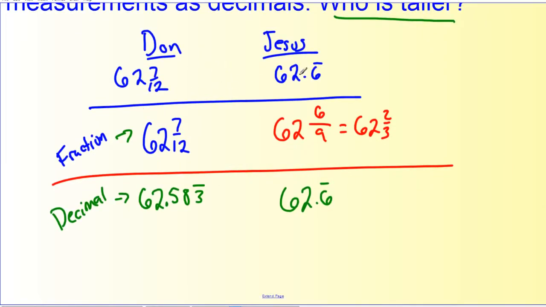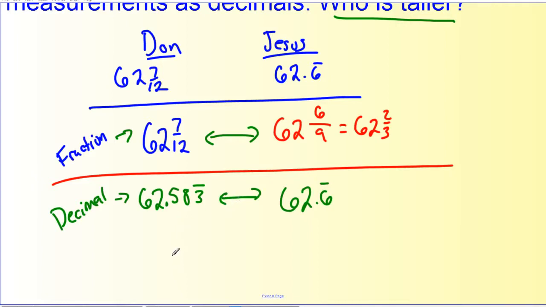Well, this is not easy to compare because they don't look the same. This is a fraction, this is a decimal. This is not easy to compare because in order to compare two fractions, they both have to have the same denominator. And they don't. This is a 12, this is a 9, or a 3. It just doesn't quite work out. To compare which is bigger with decimals, it's very easy.